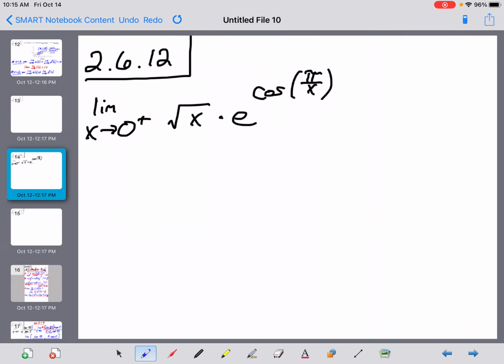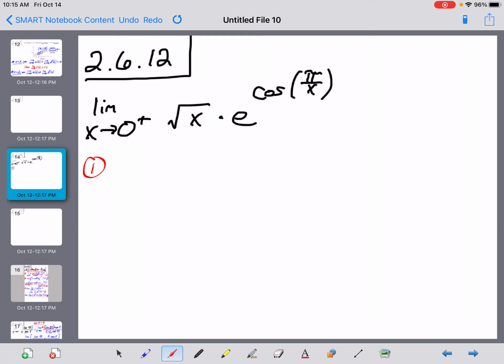Okay, 2.6, problem number 12. Now the directions are nice enough to tell you here that you're supposed to evaluate this one using the squeeze theorem, which is good because none of the other methods we've talked about would really work here at all. So to do the squeeze theorem, it's a three-step process, and the first step right here is always to take the trigonometric portion of this function and bound it, meaning kind of limit it between two values.